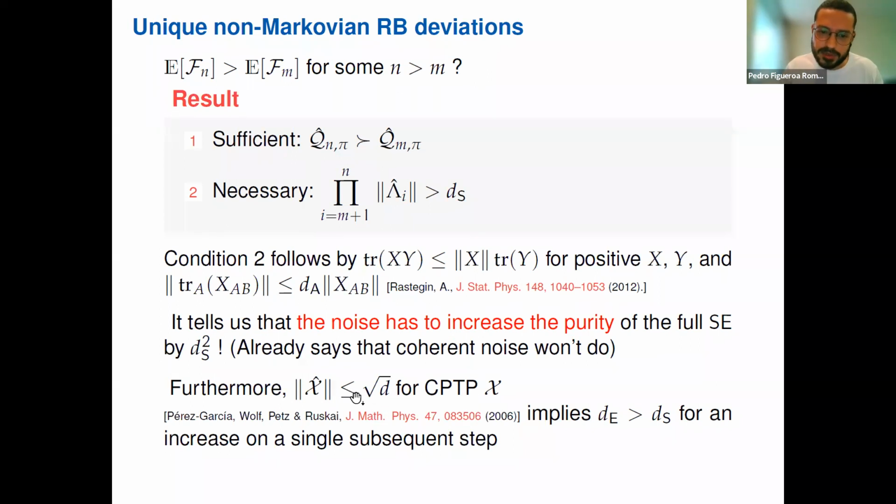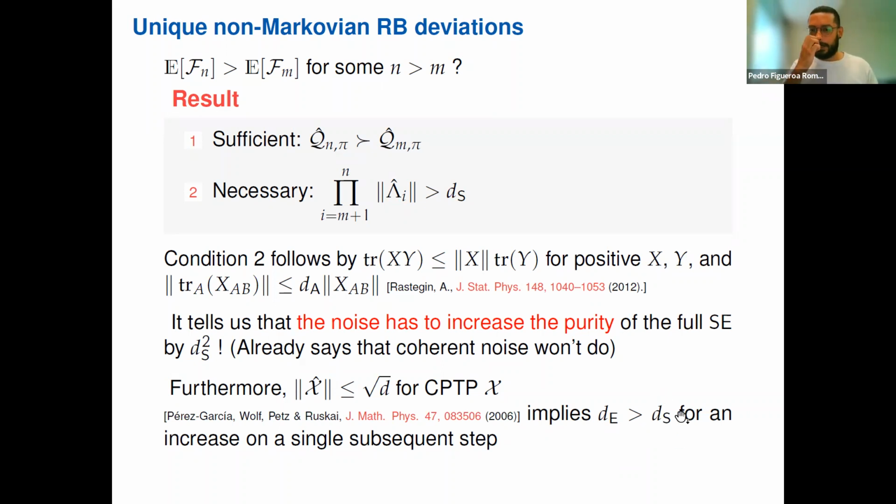fine grain this inequality a little bit more, by looking at this condition on this operator norm, that it has to be less or equal than the square root of the dimension of the environment and of the dimension of your system. And then it implies that, for example, if you only have an increase from step n to step n plus 1, that means that the size of the environment for that noise has to be at least of the size of your system.